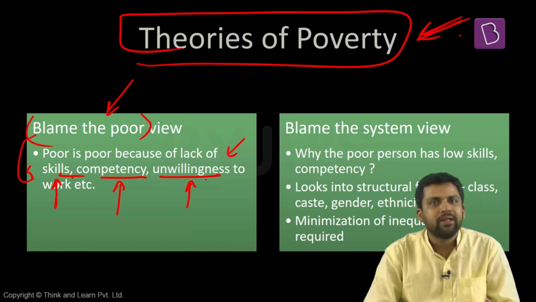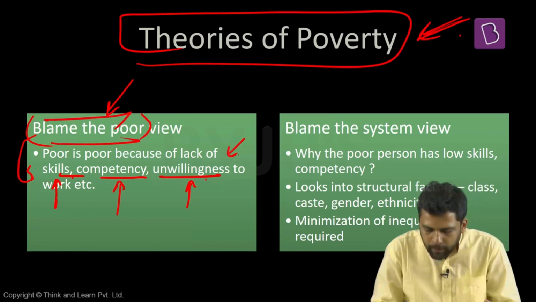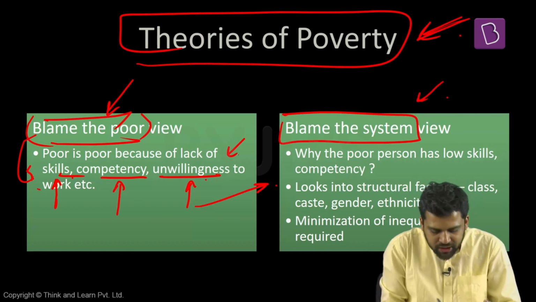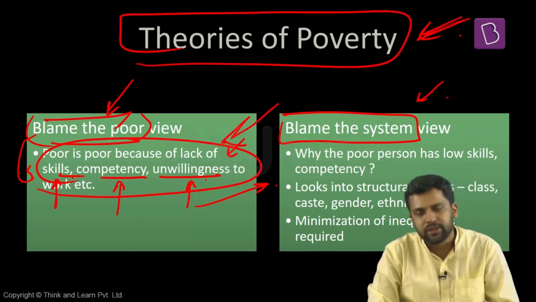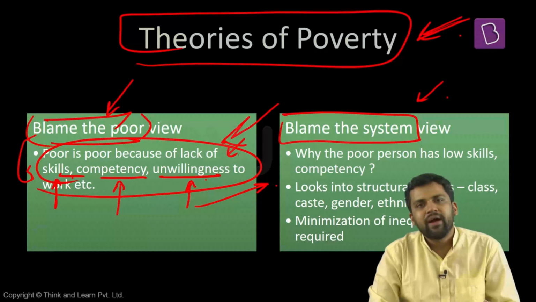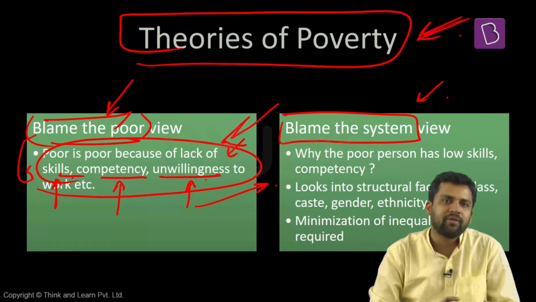Since they are not competent, not skilled, and unwilling to join the labor force, that is the reason they are poor. Blame the system. The questions we can raise from the blame-the-poor view are: why does that person lack skills, why does that person lack competency? Maybe the social structure is such that it prevented him from accessing skills. Maybe the social structures prevent him from accessing education.